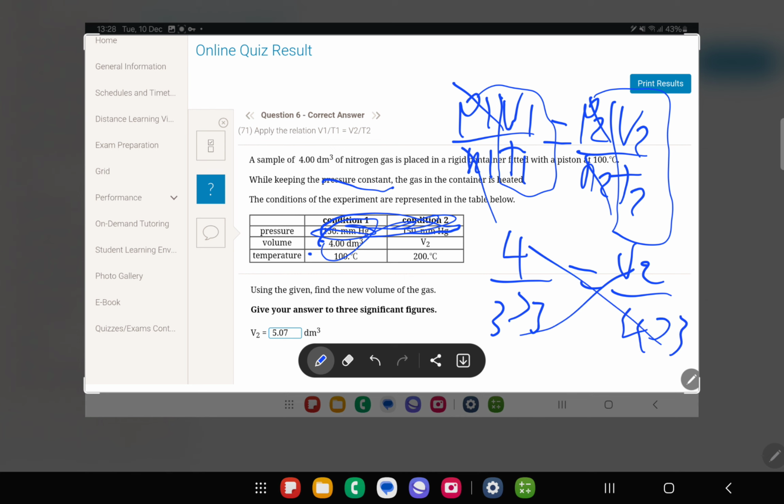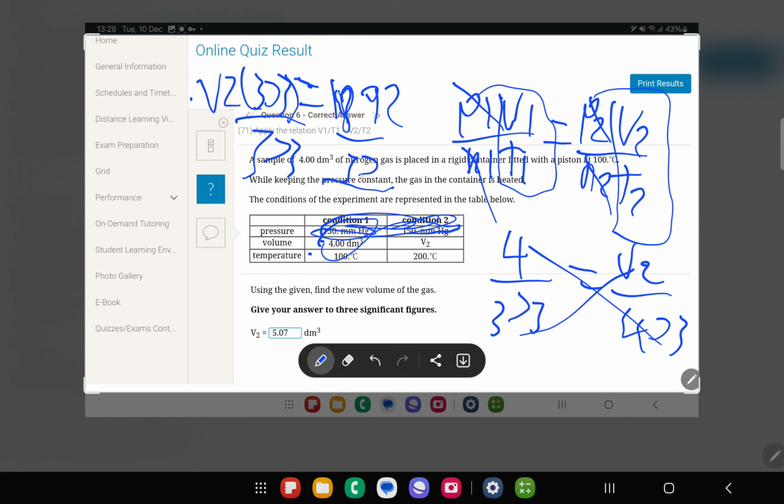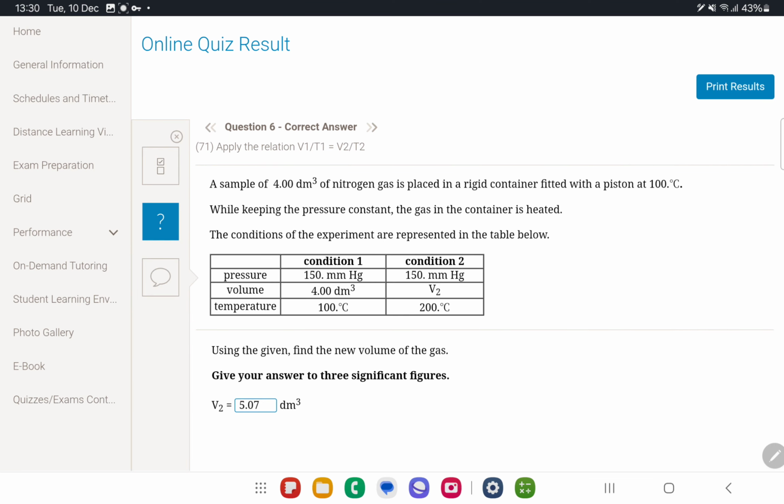Now we cross multiply, you'll get V2 times 373 equals 473 times 4, which is 1892. Divide by 373, and you'll get V2 equals 5.07. There are more numbers in the calculator, but since I wanted 3 significant figures, we just take these 3 numbers only. 1, 2, 3, three significant figures. So we put it as 5.07. So that's the answer. Okay, let's move on to the next question.